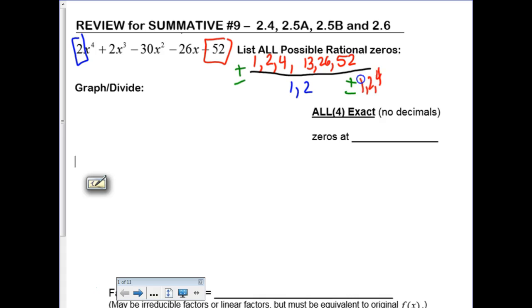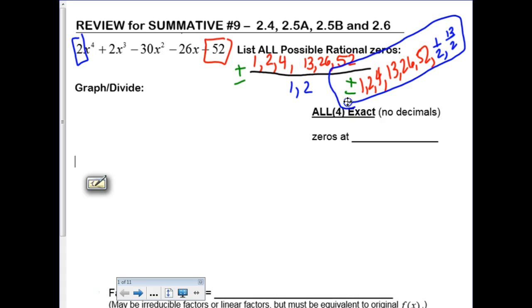1, 2, 4, 13, 26, 52. That would be all of these red things divided by 1. And now we got to go through and divide them all by 2. However, you're going to notice not a lot of these have to be written down when divided by 2 because they already are written down. So like 1/2, yes. 2 halves I don't need to write down. 4 halves I don't need to write down. 13 halves, yes. 26 halves, no. And 52 halves, no. So these are all the possible rational zeros.